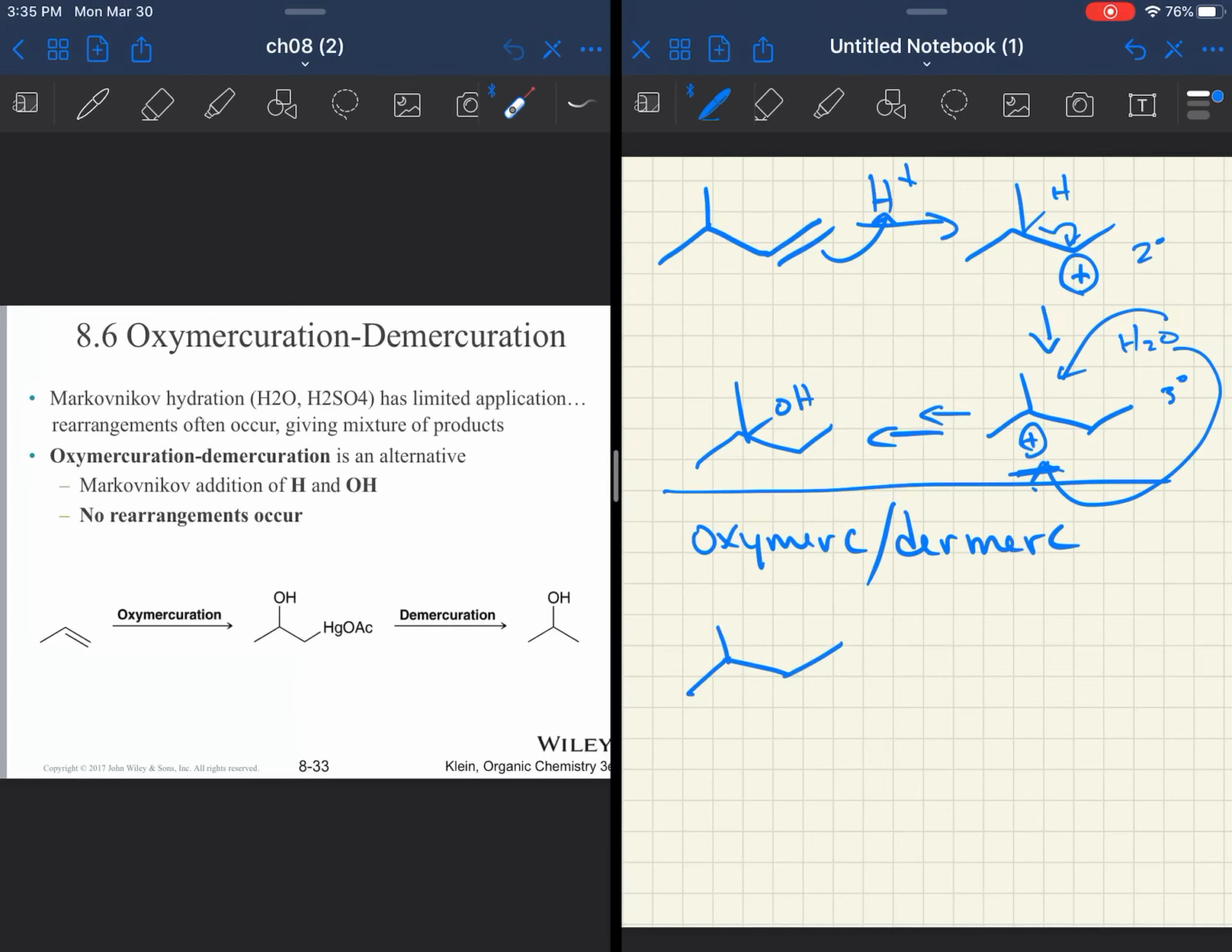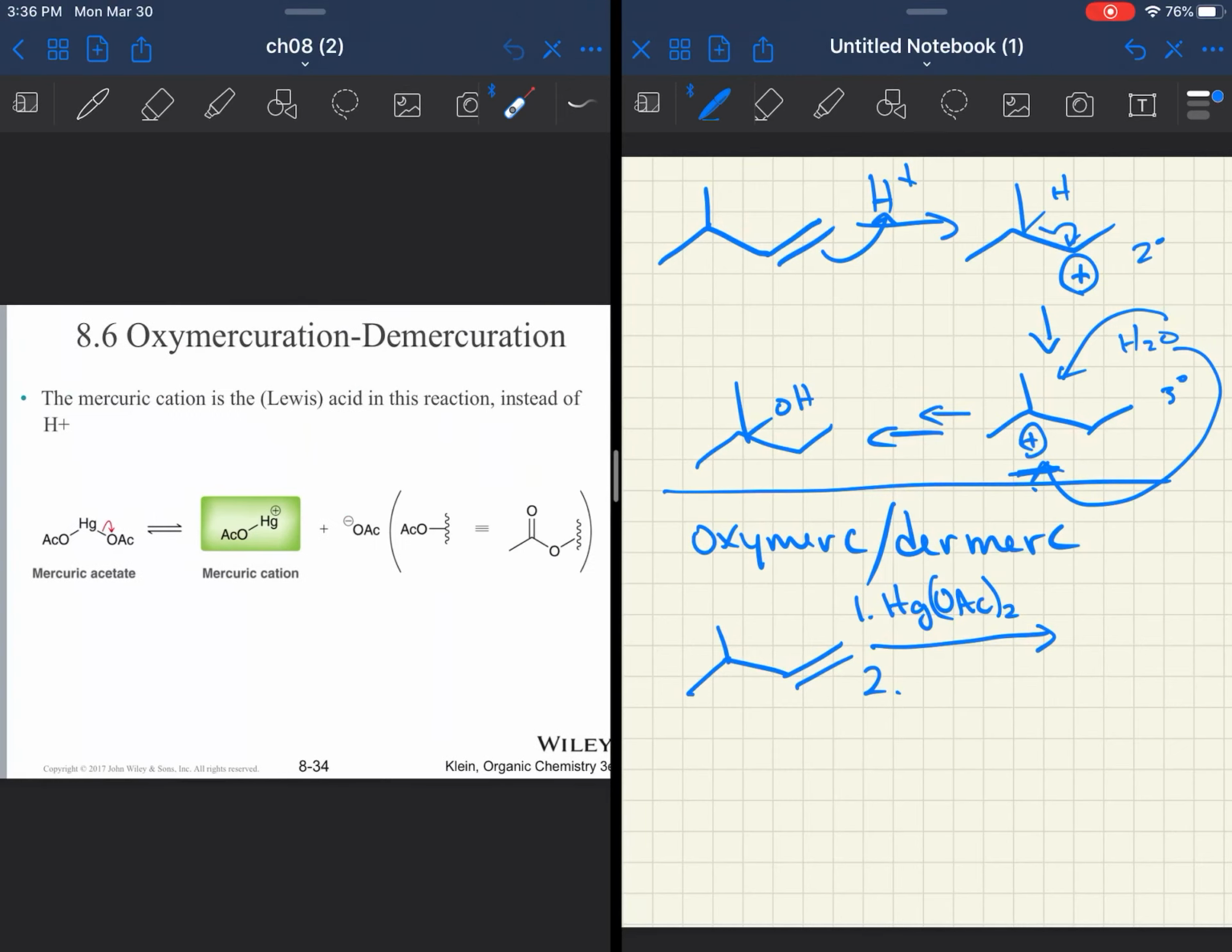So what we see here, and let's use this example from above, right? This is where you might actually see a rearrangement. This is a 2-step reaction, so it's important that you do a 1 and a 2. You cannot put all of the reagents in one pot. You must separate them. The first step is to use mercury acetate.